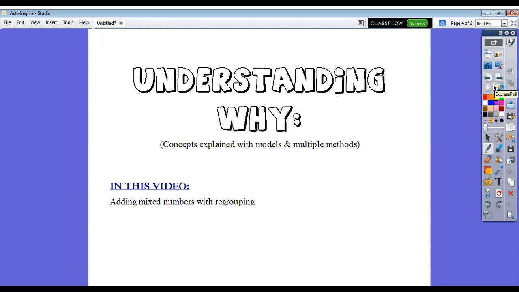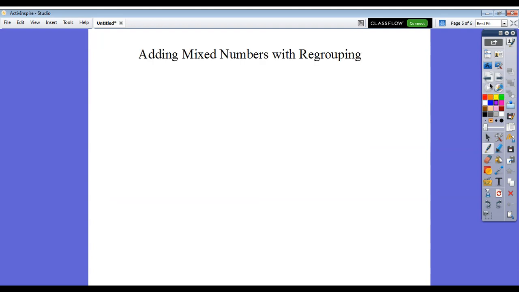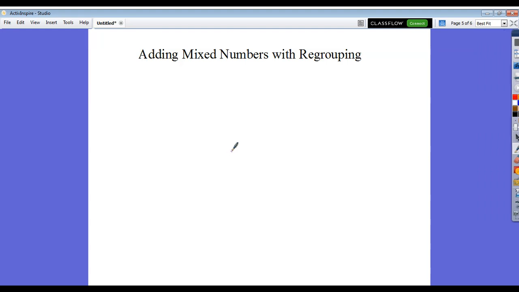In this video, we're going to add mixed numbers using regrouping. So when I add a mixed number with regrouping, it's pretty similar to adding whole numbers with regrouping.